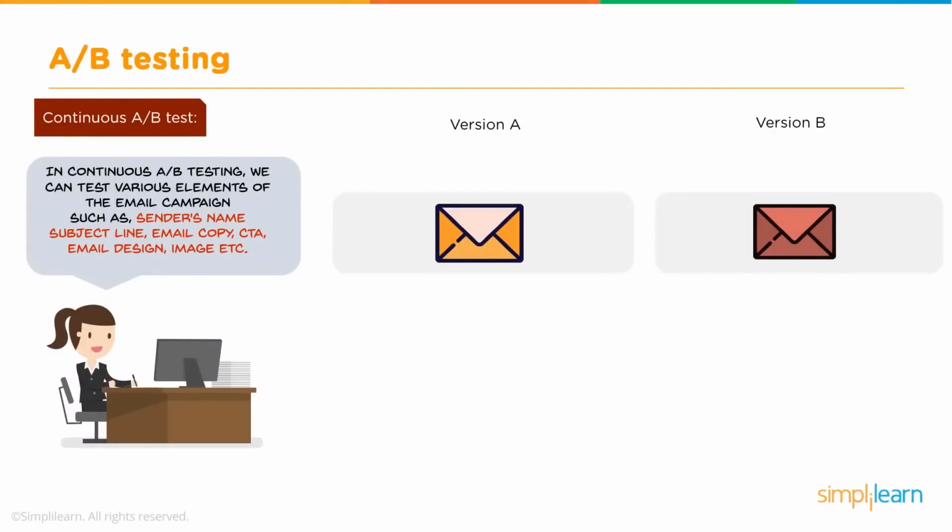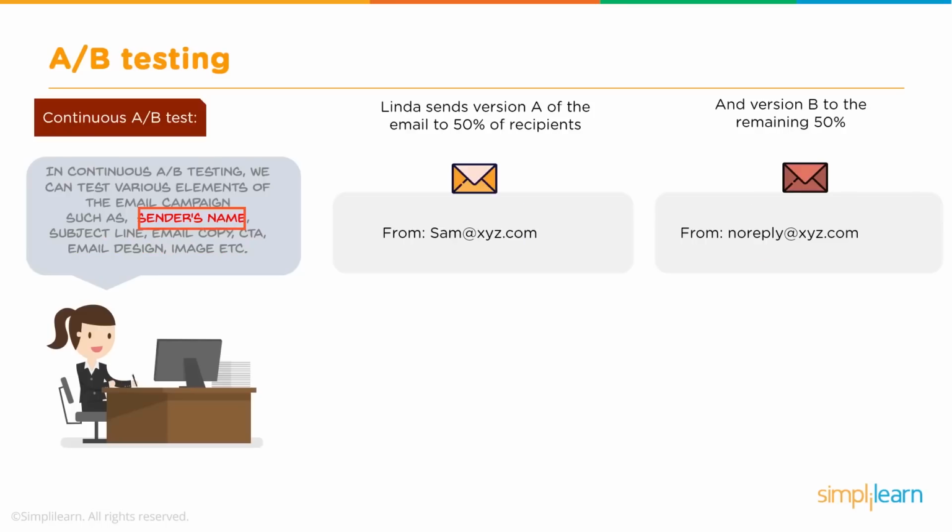continuous A/B testing. So with continuous A/B testing, we can test various elements of the email campaign. So you can always test the sender's name, the subject line, the copy, the call to action, the design, the imagery. There's a lot of different elements you can test with emails. For example, sender's name. Okay, so you want to personalize it as much as you can.